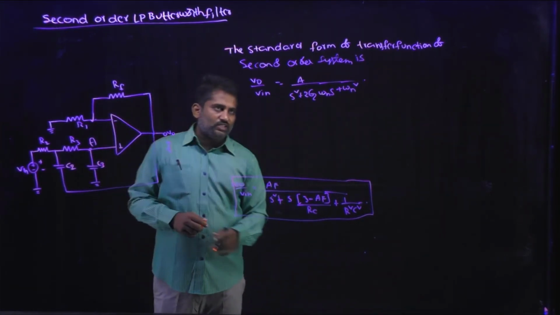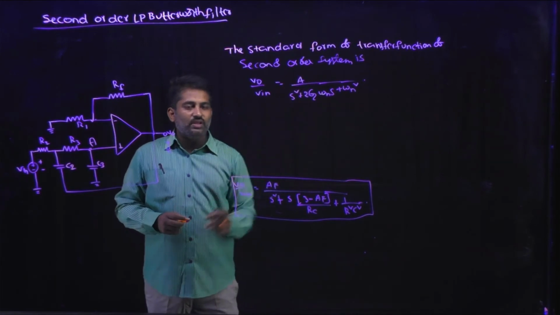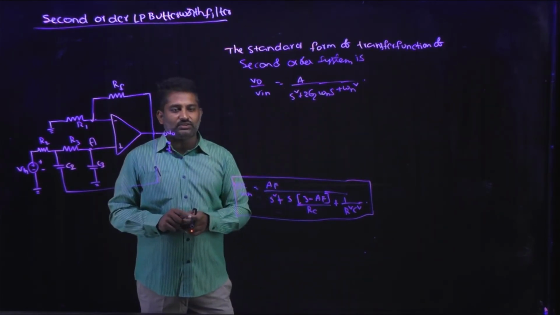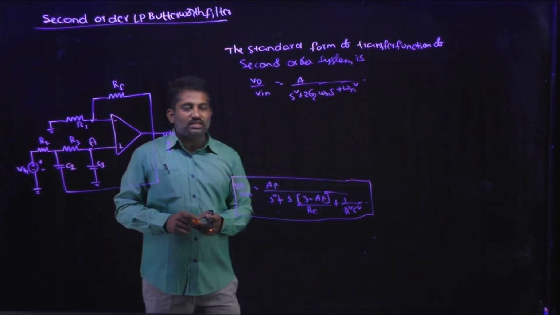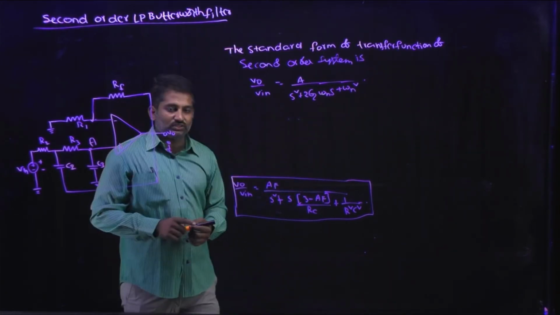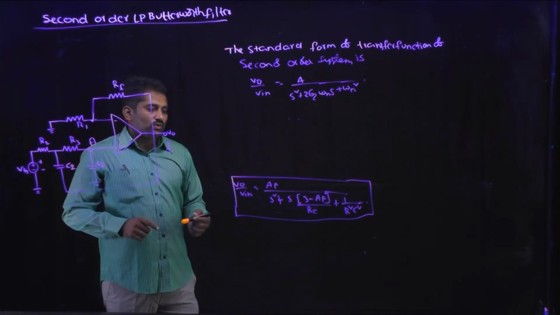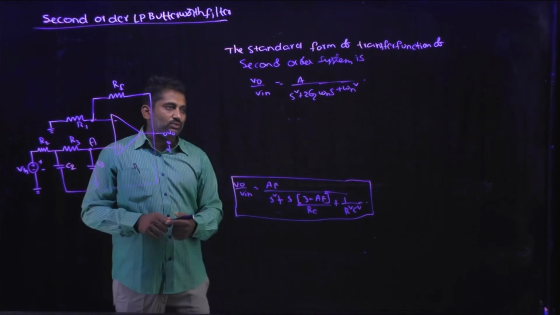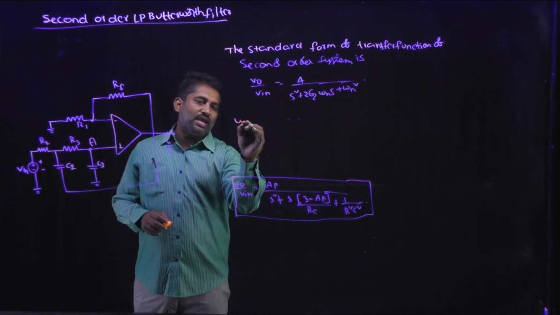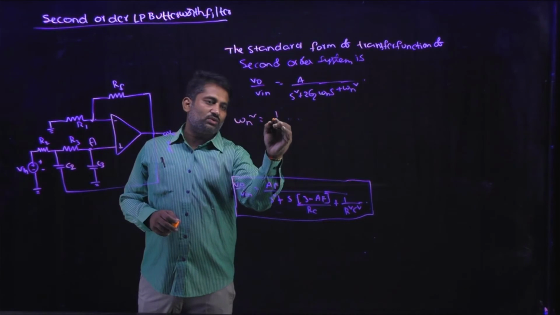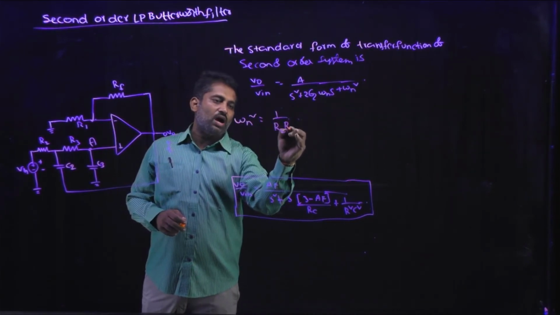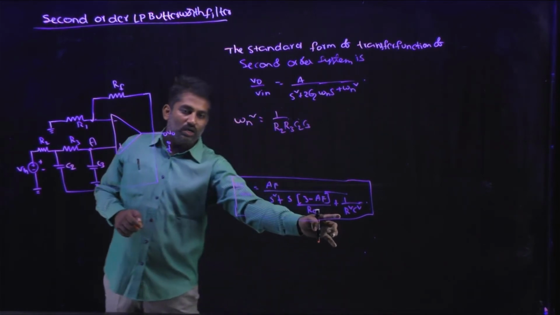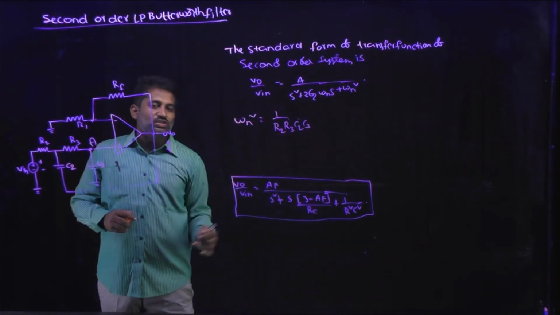Comparing these two expressions, A will be represented as the overall gain, zeta is the damping factor of the system, and omega n is nothing but the natural frequency of oscillations. If you compare these two equations, then you will get omega n square is equal to 1 by R2 R3 C2 C3. Why? Because R square is equal to R2 R3, C square is equal to C2 C3.